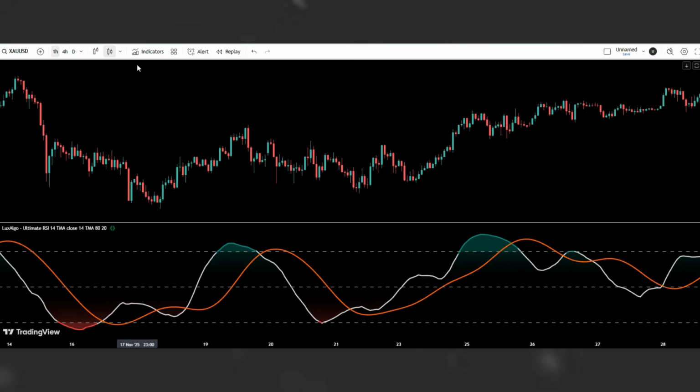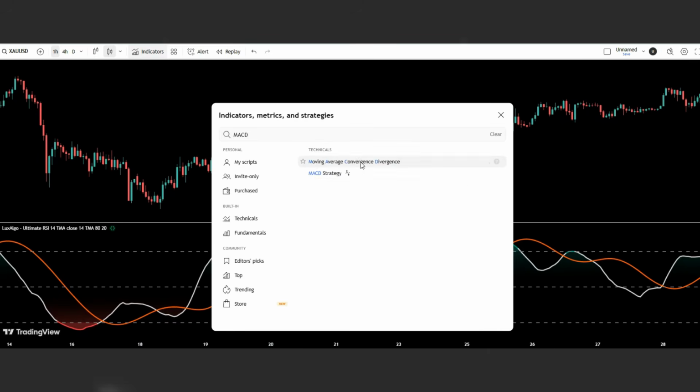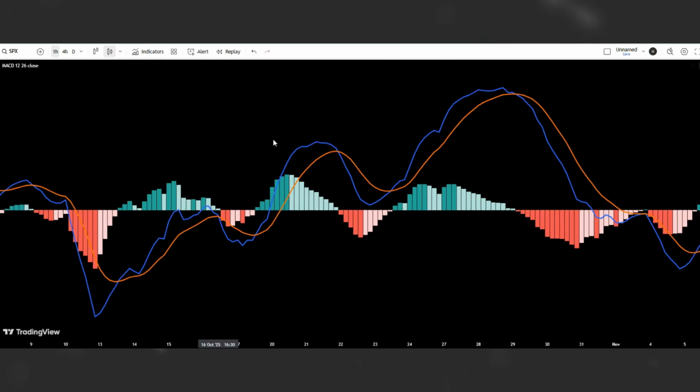Next, let's add MACD to the chart. Open the Indicators panel, search for MACD and add it to your chart. On your chart, you will see two lines, the MACD line and the signal line. You will also see a histogram which shows the market momentum. This histogram makes it easier to see if the trend is getting stronger or weaker.